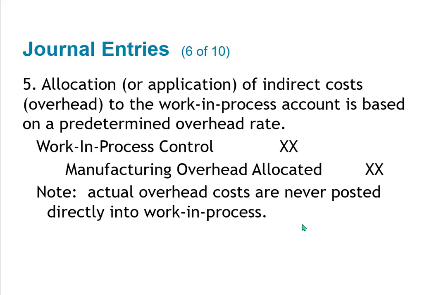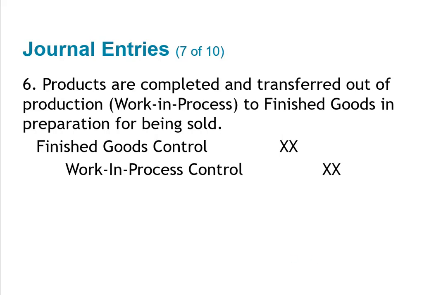When we work on T accounts with this, to me that's what goes in my head a lot more clearly than trying to talk it through. But it's still good to review the entries so you know what's going on. On journal entry 6, we record the transfer of all individual jobs that are completed out of work in process control. It comes out of work in process and goes into finished goods.